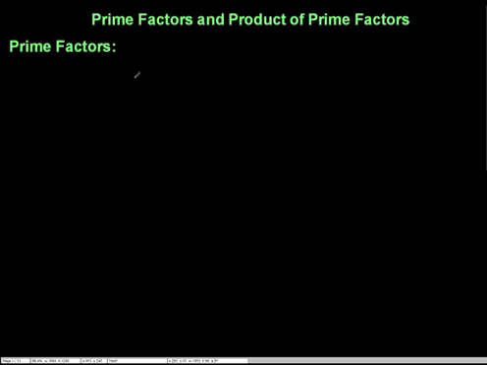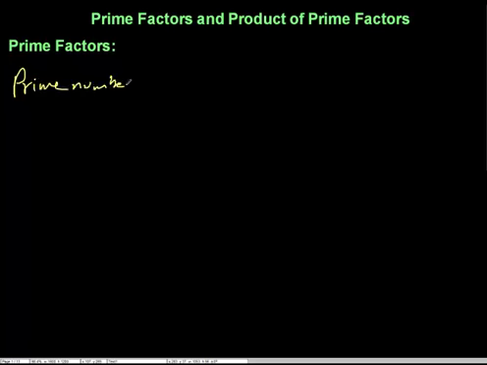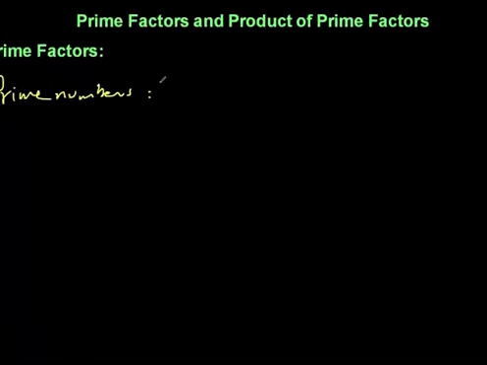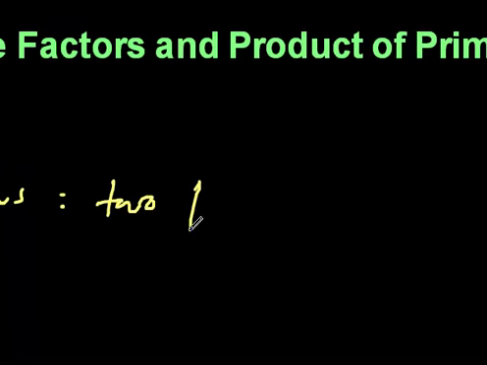What do you mean by prime numbers? Prime numbers are very specialized numbers. They are the numbers which have only two factors, and those factors are 1 and the number itself, right? Which means that they can only be divided by 1 and itself.